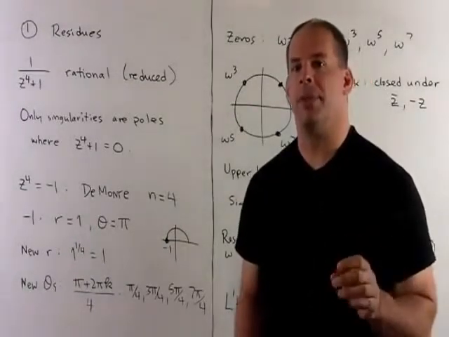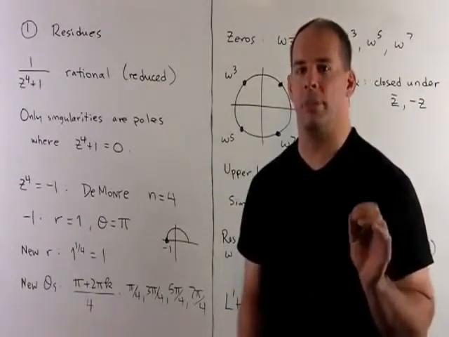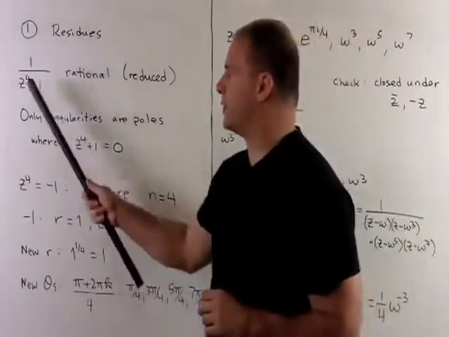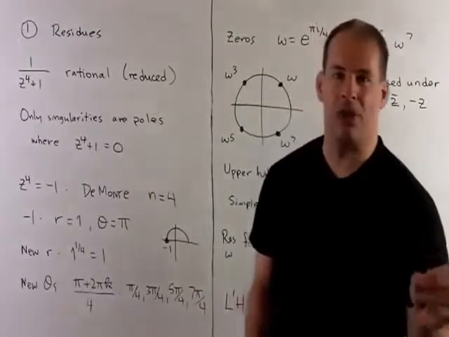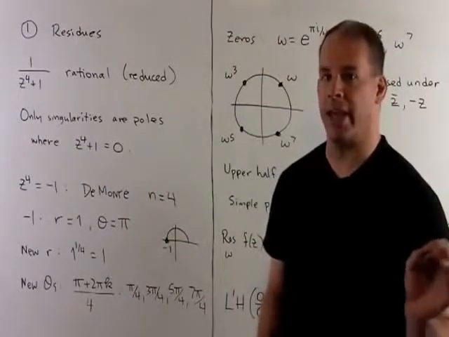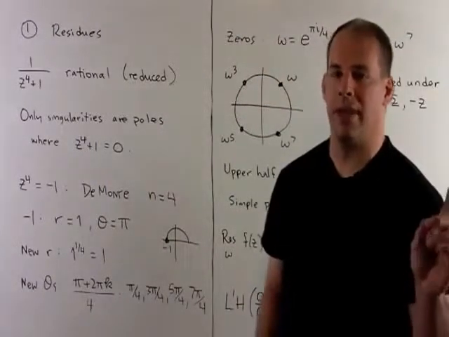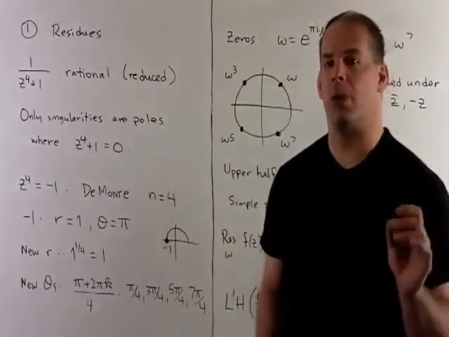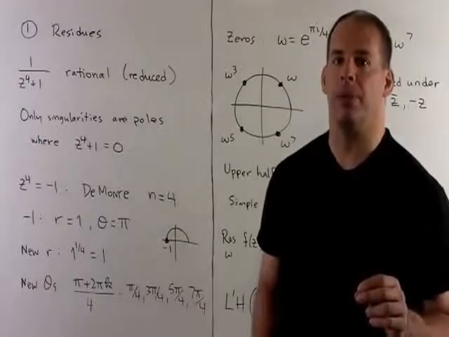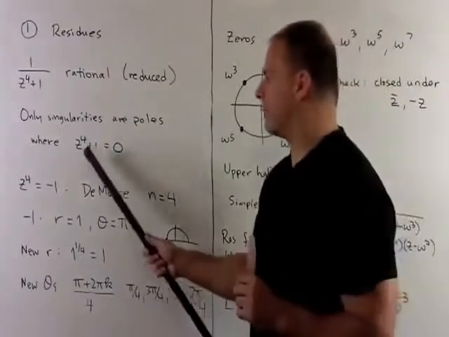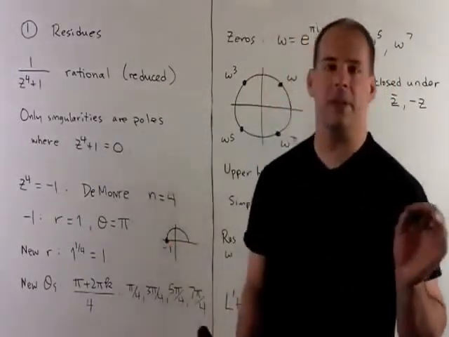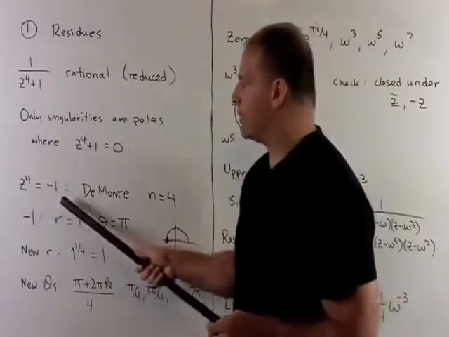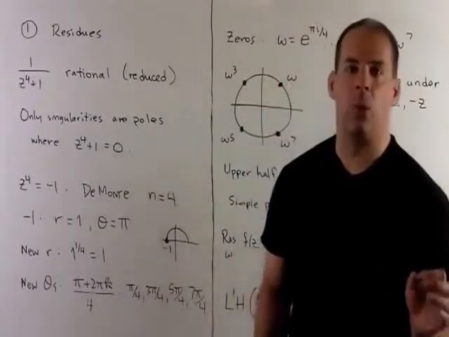Our first step is to compute the residues at the poles in the upper half plane. Now, the function is 1 over z to the 4th plus 1. It's a rational function and it's reduced, so we can't cancel any further. That means the only singularities that can be poles occur where the denominator is equal to 0. So our poles occur where z to the 4th plus 1 is 0, or z to the 4th is equal to minus 1. Now, we could solve this using de Moivre's theorem with n equal to 4.